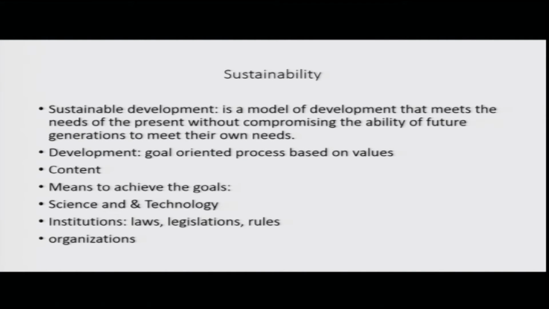This is the idea of sustainable development, which has become an important concept now, that we use our resources keeping in mind the fact that the next generation also needs the resources. We do not overuse the resources. Development is always a value loaded concept. It is a goal directed process based on certain values. For example, sustainability itself is a value. Sustainable development is a value, and we would like to realize this value by doing certain kinds of actions.